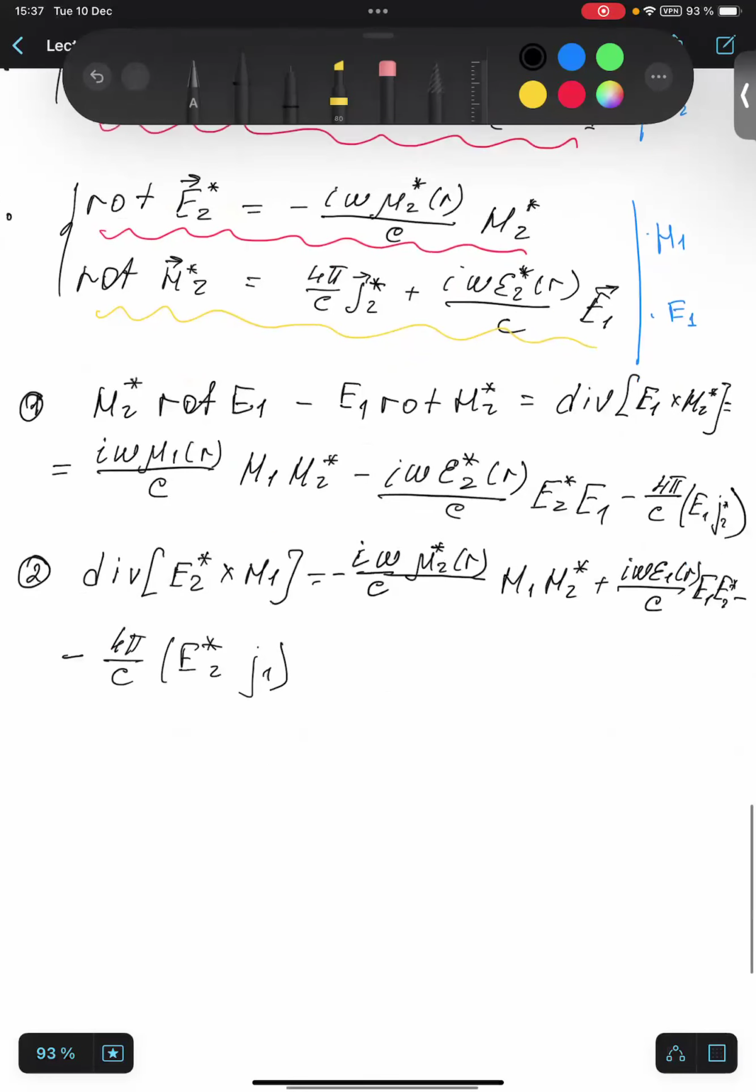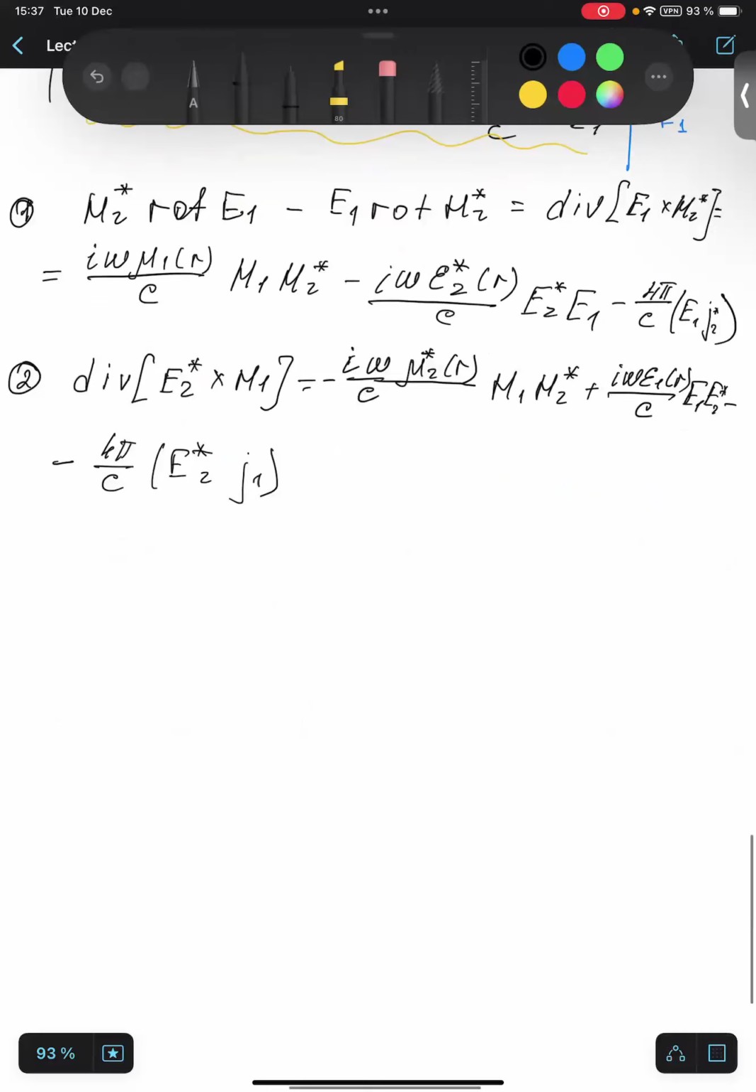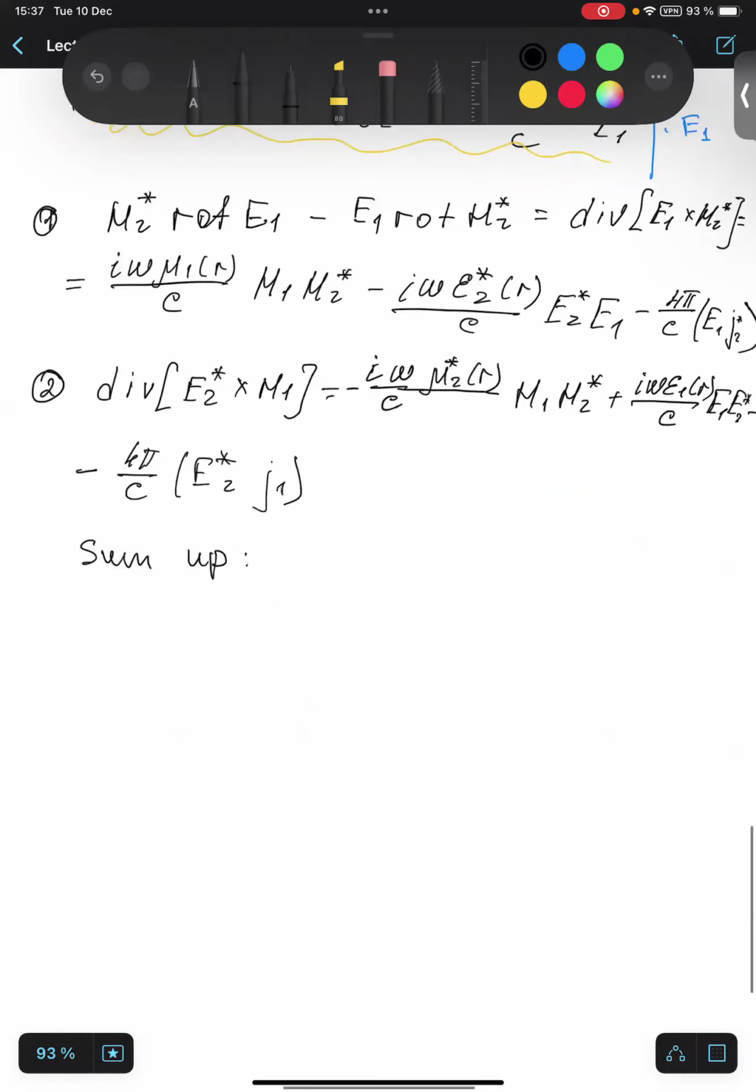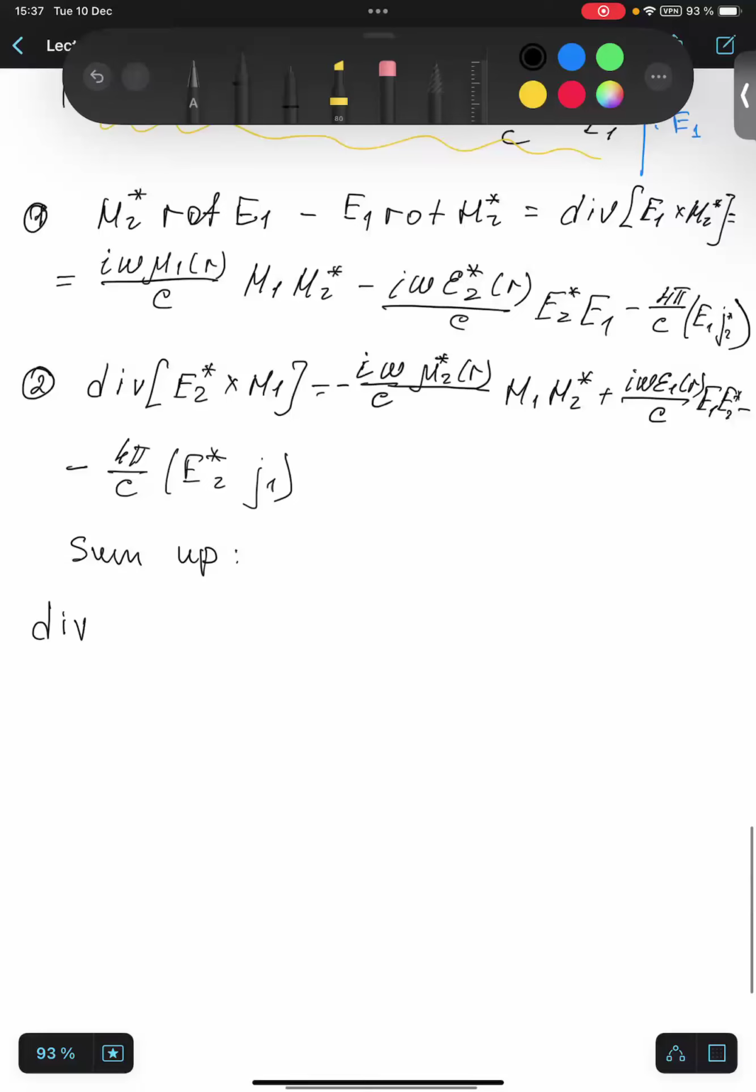And what we can do with it, we can just sum them up. So I will write sum up. We obtain a large expression. So the divergence conjugated plus conjugated 1. This is the left hand side, and the right hand side.